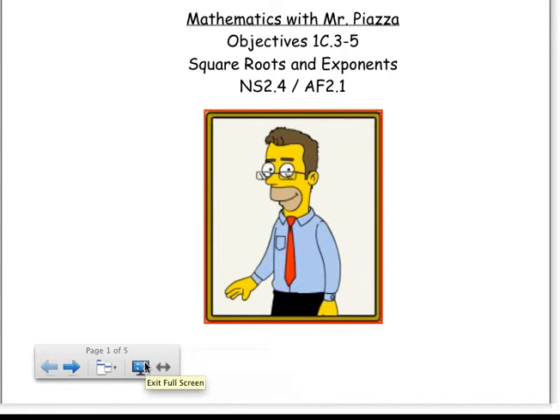Hey there, Kipsters. We're looking at objectives 1C.3 through 5. That is square roots, perfect and non-perfect square roots, and exponents, positive and negative exponents. This is two different standards here in one objective assessment, so it's a lot of content.